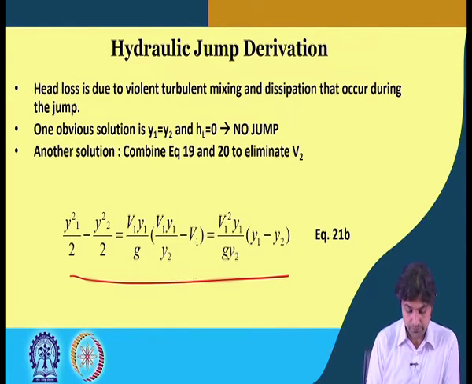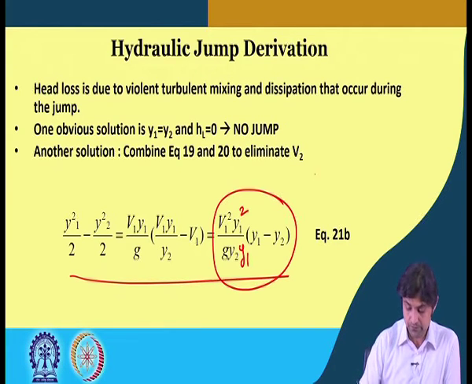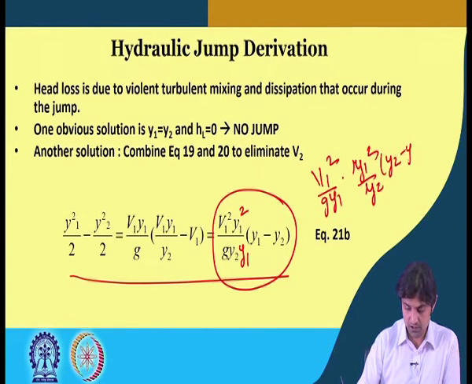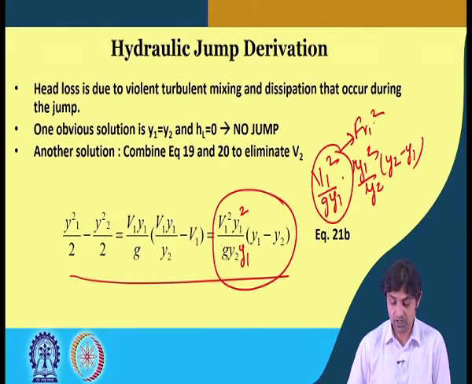So, if we multiply y1 here, it becomes y1 square. So, this part can be written as V1 square by g y1 into y1 square by y2 into y2 minus y1. So, this is Froude number 1 whole square.